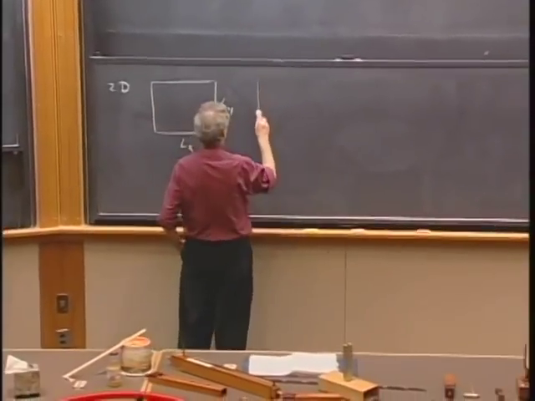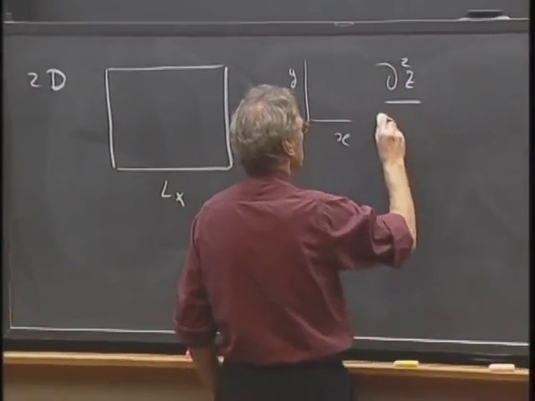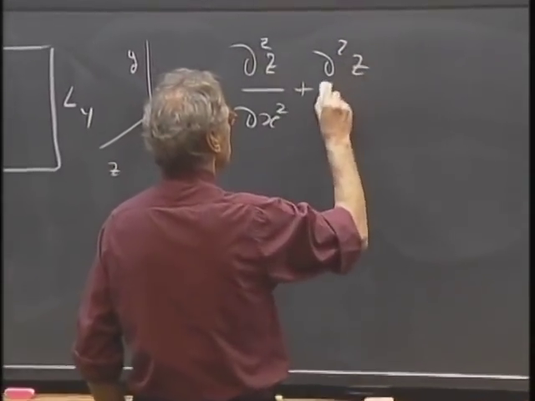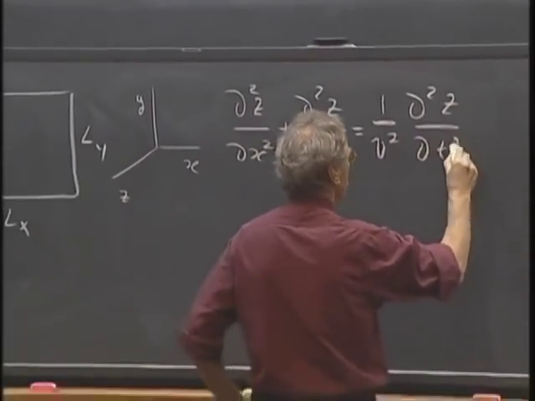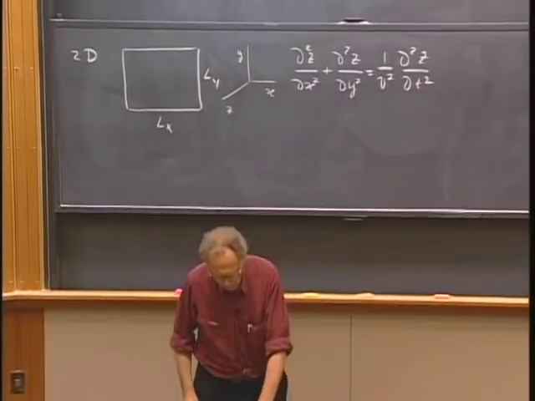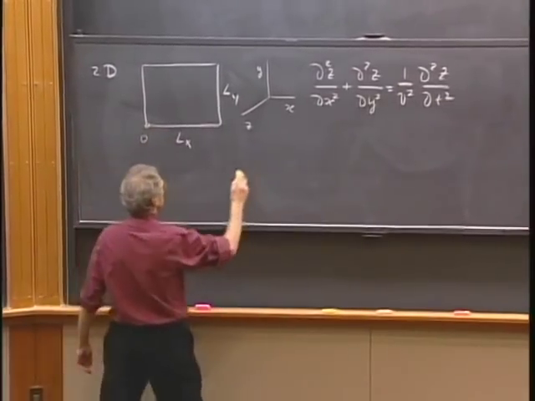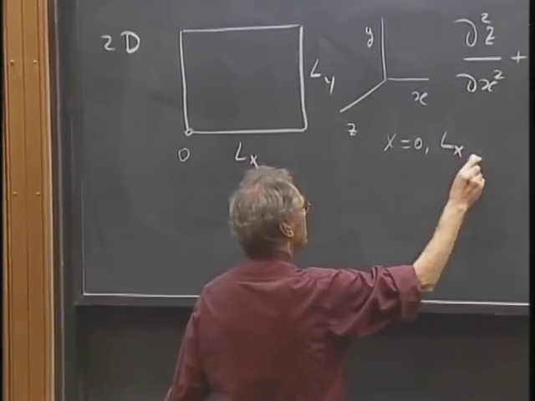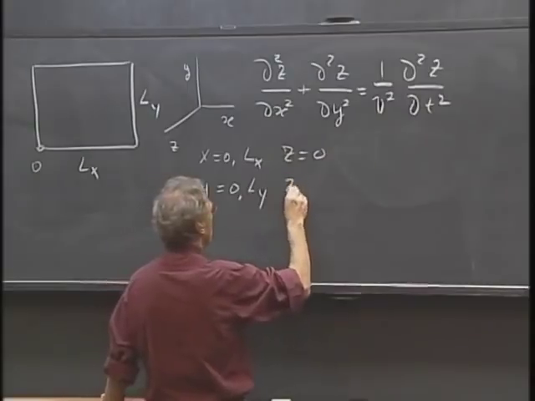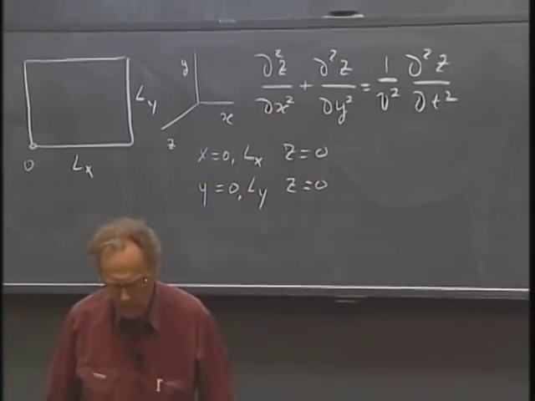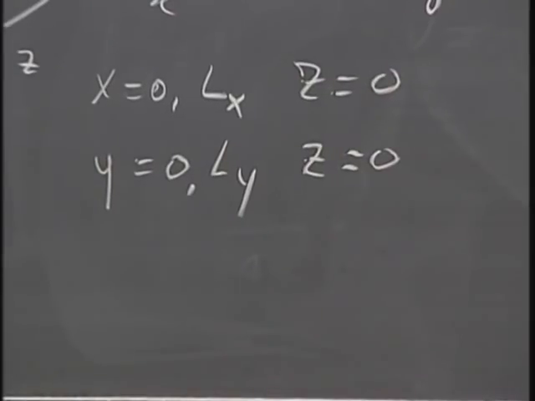So now our one-dimensional wave equation becomes a two-dimensional wave equation. And so if this is my coordinate system, x, y, z, then now we get that d2z/dx squared plus d2z/dy squared is now 1 over v squared times d2z/dt squared. That now is a two-dimensional wave equation. And when you put in your boundary conditions, which in this case, suppose we call this 0, so for x equals 0 and for x equals Lx, you want z to be 0 because the membrane cannot move. And for y equals 0 and for y equals Ly, you also want z to be 0. Then, in analogy with that, you can write down now the solution for z as a function of x, y, and t.